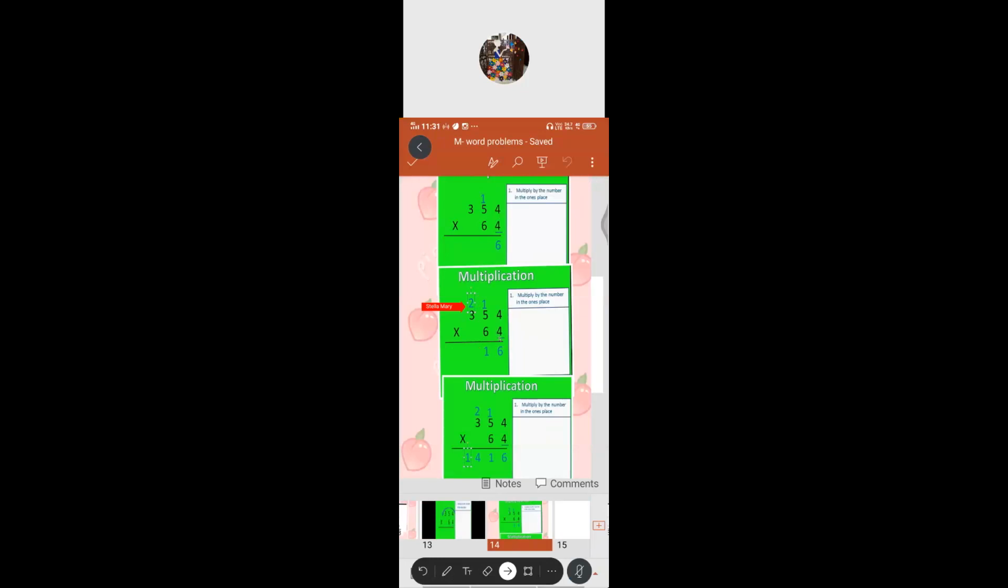Again 4 threes are 12, 12 plus 2, 14. So we got the product 1 now. That means the first step is over. Now we are going for the second step.